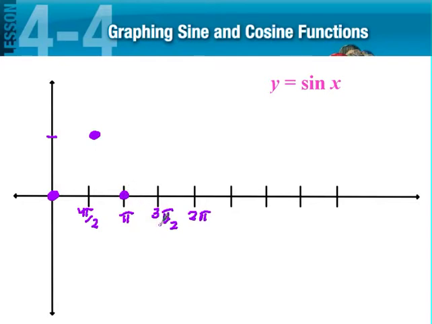What's the sine at 270 or 3 pi over 2? 1. Negative what? Negative 1. What's the sine at 360? Or the sine at 2 pi? It's 0 because it's just the same as it was at 0.